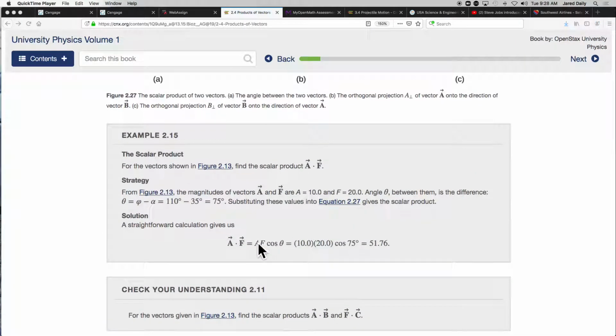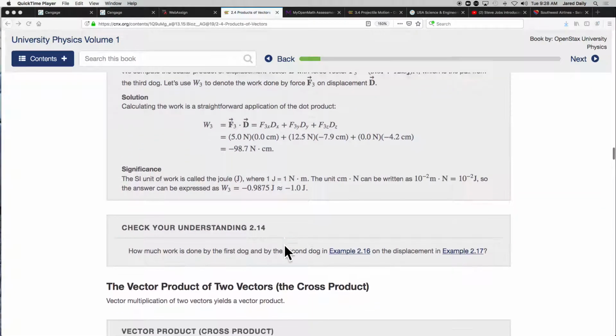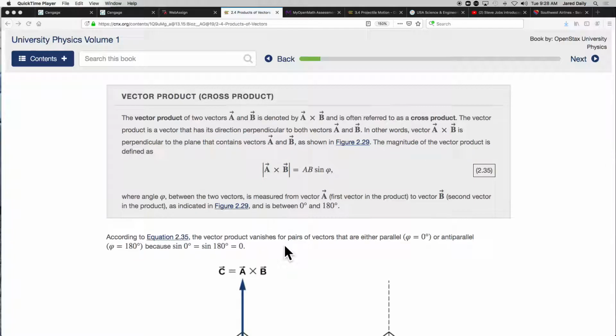Dot product was the magnitude of the first times the magnitude of the second times the cosine of the angle between them. This one's the sine of the angle between them, so it's different. Remember, with the dot product, if you had two vectors that were orthogonal to each other, or 90 degrees to each other, you got cosine of 90, which is 0. So any two vectors that were 90 degrees to each other, the dot product ended up being 0.